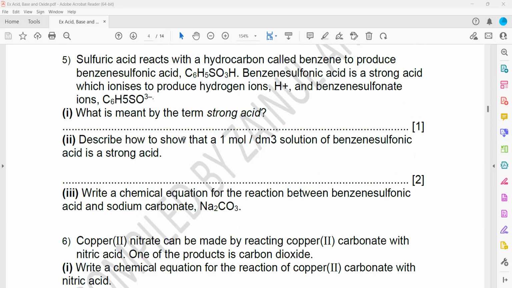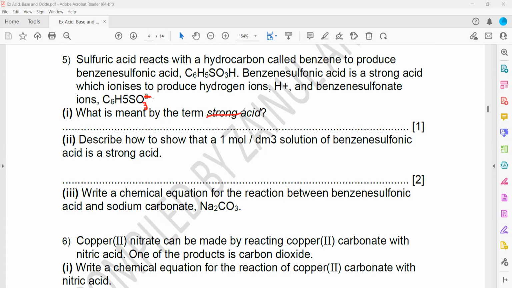In question 5, sulfuric acid reacts with a hydrocarbon called benzene to produce benzene sulfonic acid, which is C6H5SO3H. Benzene sulfonic acid is a strong acid which ionizes to produce the hydrogen ion and C6H5SO3 with a charge of -1, where the 3 is a subscript.